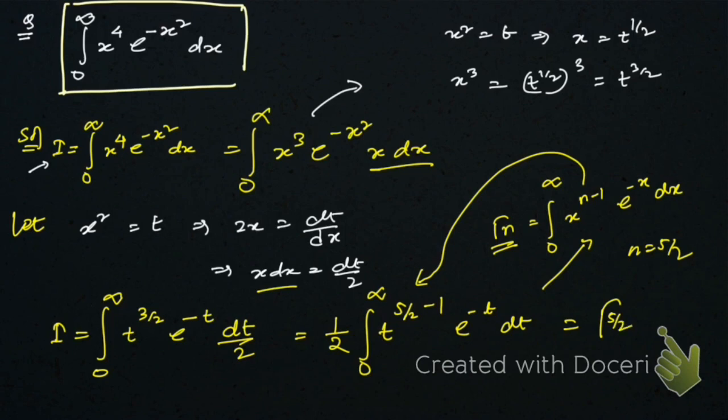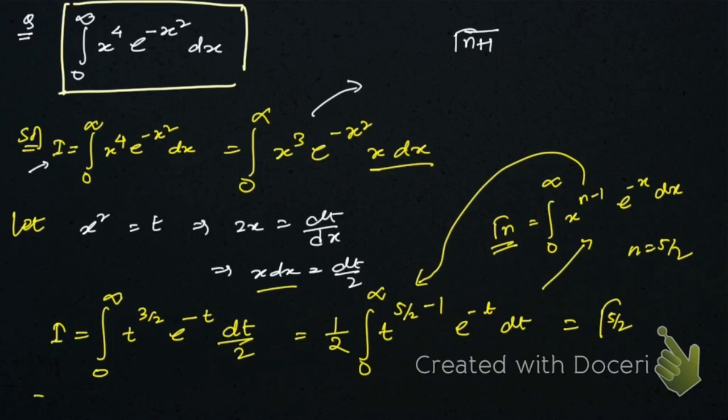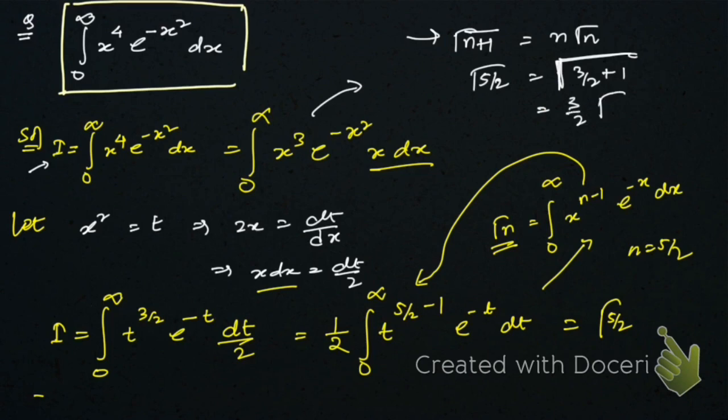Now this gamma 5 by 2, here you see, let me clean these things. Okay, now what we can do, we can apply this gamma n plus 1 is equal to n gamma n. If you apply this, here you see gamma 5 by 2 can be written as gamma 3 by 2 plus 1. So according to this identity, it can be written as 3 by 2 gamma 3 by 2.